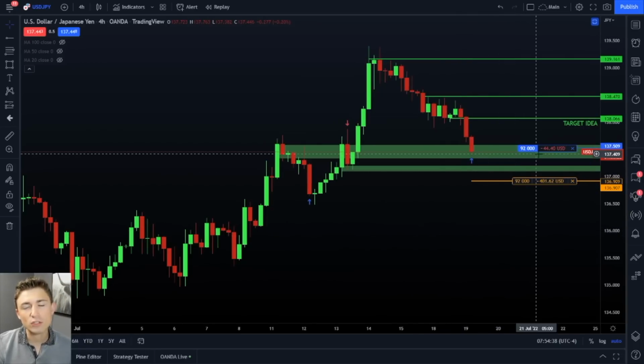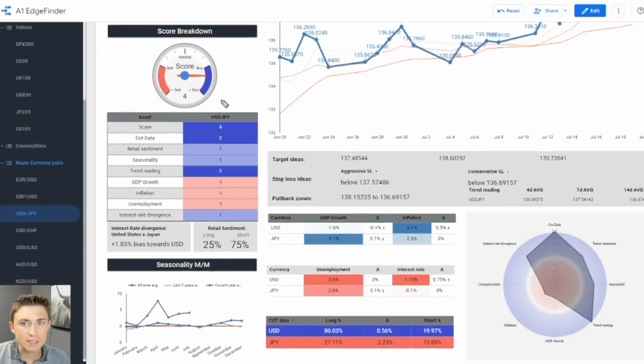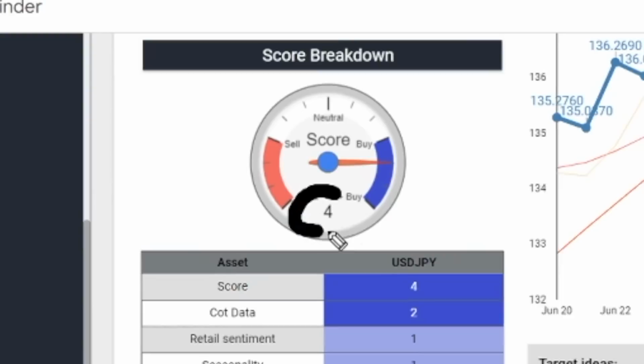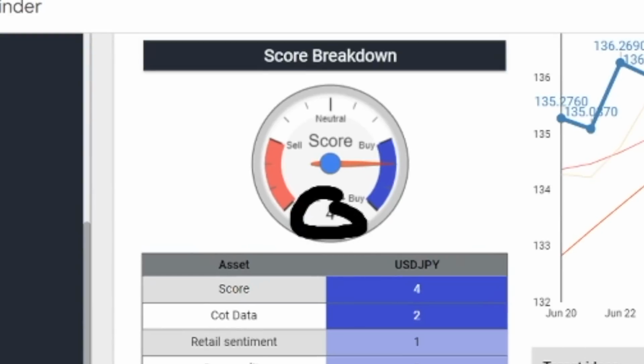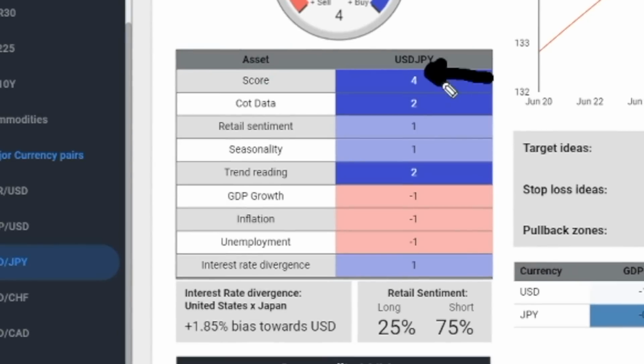Next, let's take a quick look at the fundamentals and the readings from the Edge Finder. We're going to take a second and look at the Edge Finder, which is our market scanner, which I do use to find the trade setups that I take. What we can see here is that the USDJPY actually gets a 4, and a 4 just means that it is getting a lot of readings to go long. It's a lot of pointing to the upside. If we look at this score breakdown, we can see that there's a 4 on the score of USDJPY.